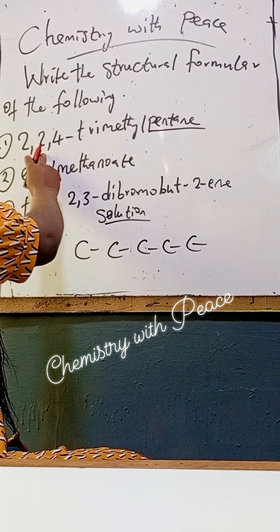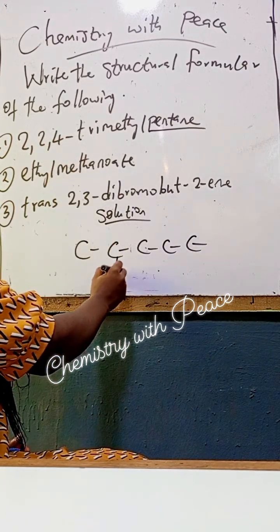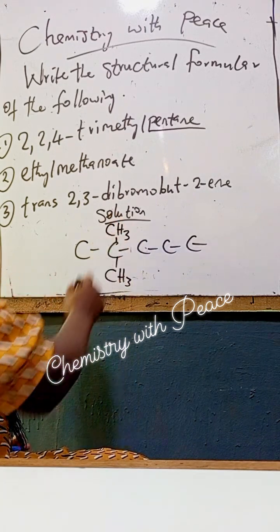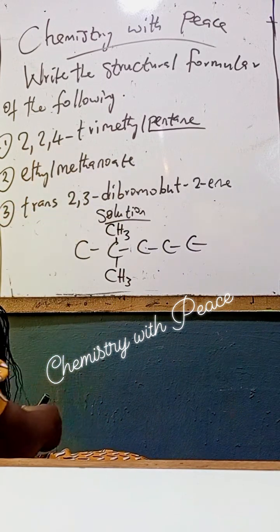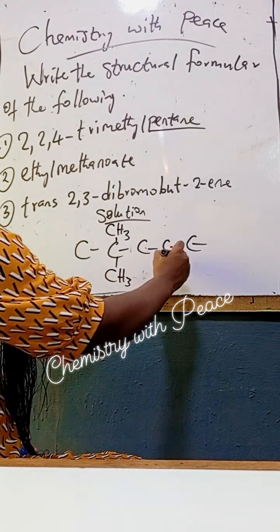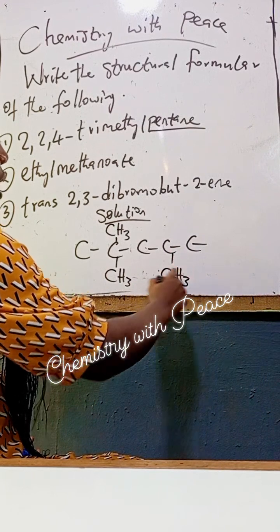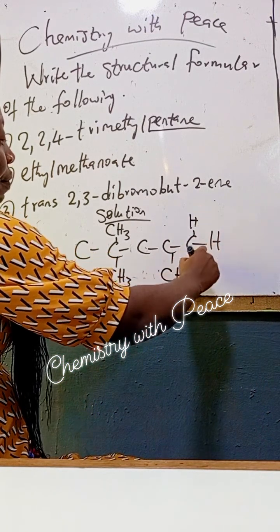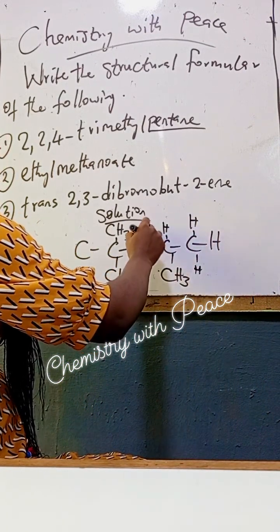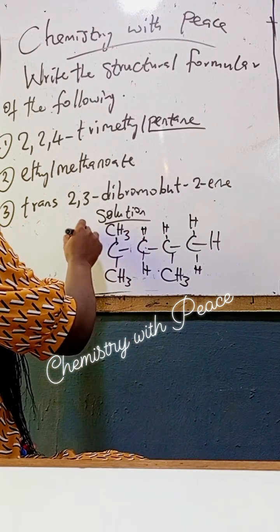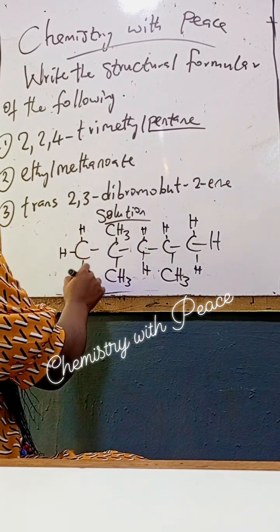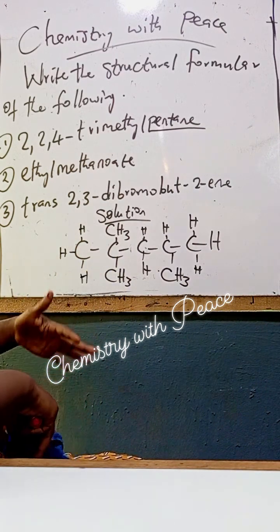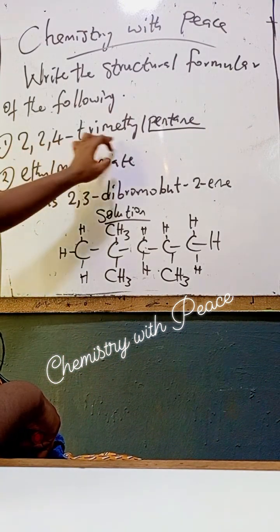Then 2, 2, 4. So in the second carbon, we are meant to have methyl times 2. Then 1, 2, 3, 4. In the fourth carbon, we are also meant to have another methyl. Then after that, every other carbon is filled with hydrogen. So looking at this, this is the structural formula for the first question, 2,2,4-trimethylpentane.